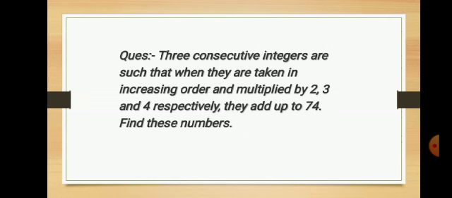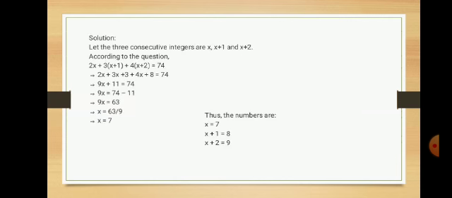And they said multiplied by 2, 3 and 4. That's why the first is multiplied by 2, the second by 3 and the third one by 4. The sum of all these three is equal to 74. First, we will solve this equation. We will find the value first. 2x, then 3 is multiplied with the whole bracket, 3 into x plus 1, and 4 is multiplied with the whole bracket.